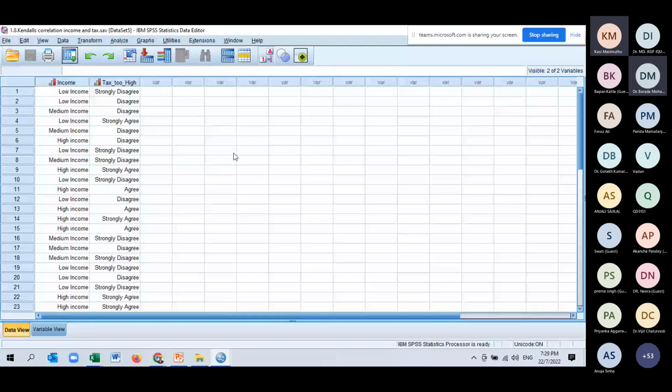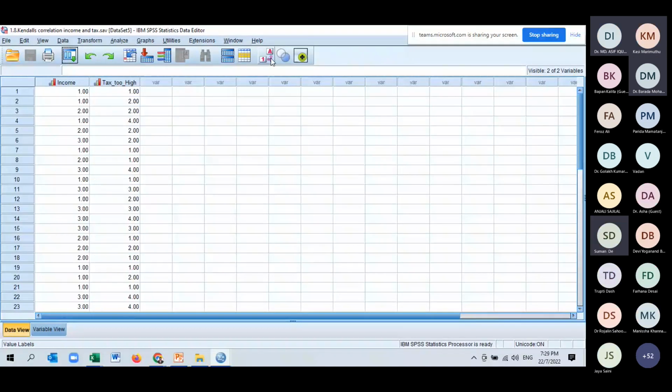This kind of study we can run, where both are ordinal, using Kendall's. So I have coded it like this. It means, sir, if we have emotional intelligence or any ranking, ordinal scale, strongly agree to strongly disagree, any kind of Likert scale data, if you want to see the relationship, you can go for Kendall's.